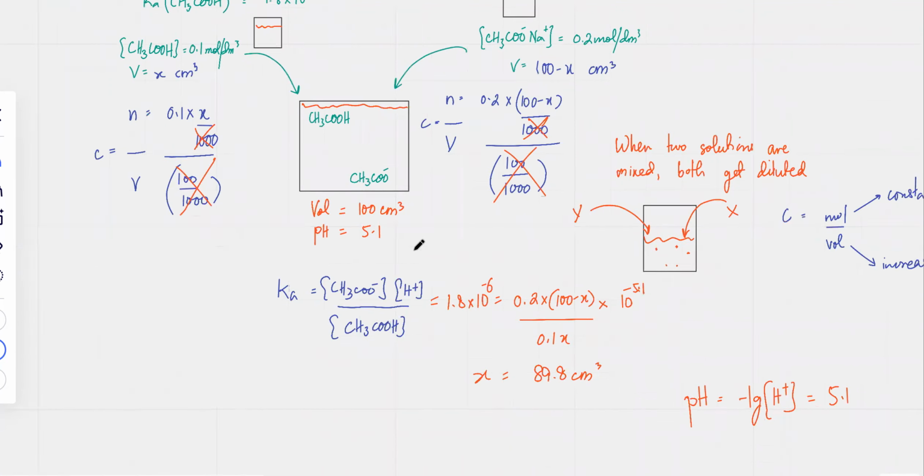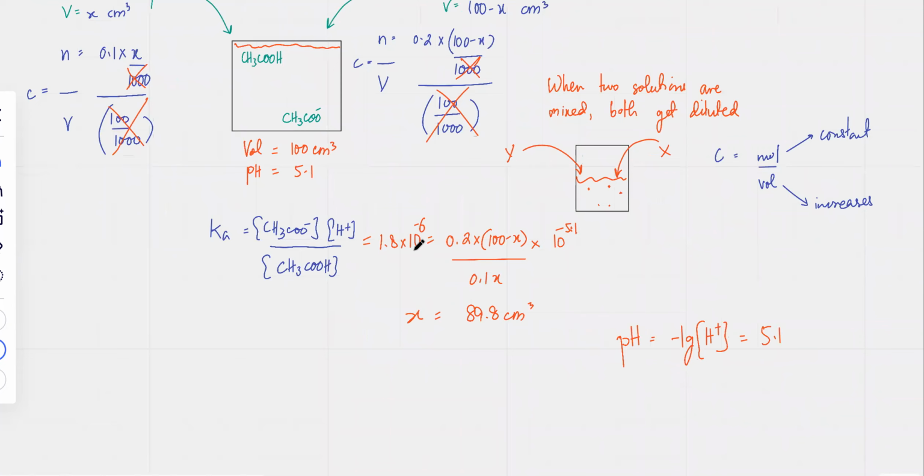So what you have to do is take the anti-log. Just remember, anti-log would be 10 to the power minus 5.1. I mean, you take the minus sign there first, so minus 5.1. And anti-log is 10 power x. So whenever you have pH, the H+ concentration is 10 power minus 5.1. If the pH was 4.8, then the H+ concentration would be 10 power minus 4.8. Okay, is this clear? Yes. And so from there we got this.